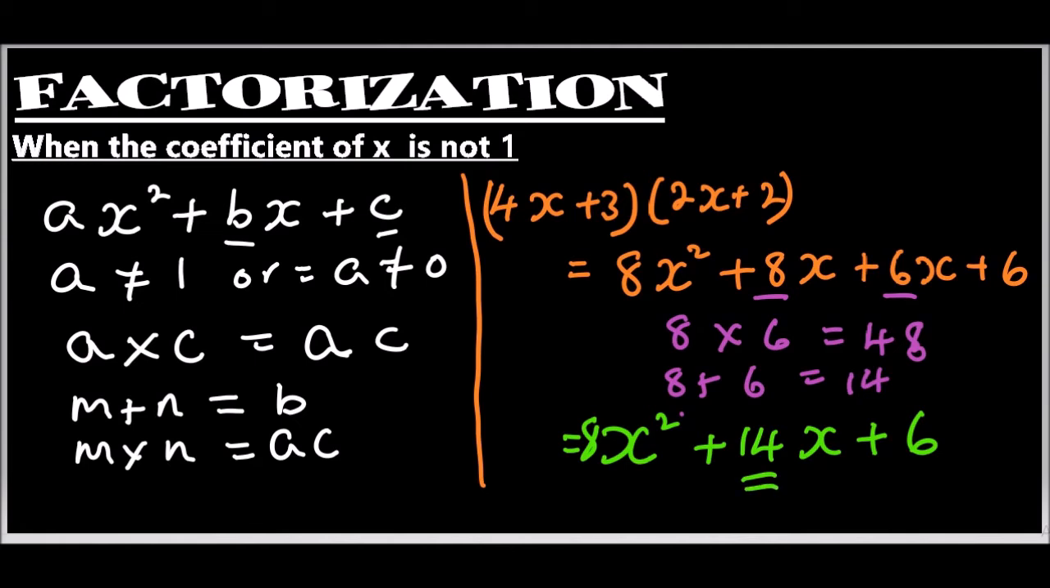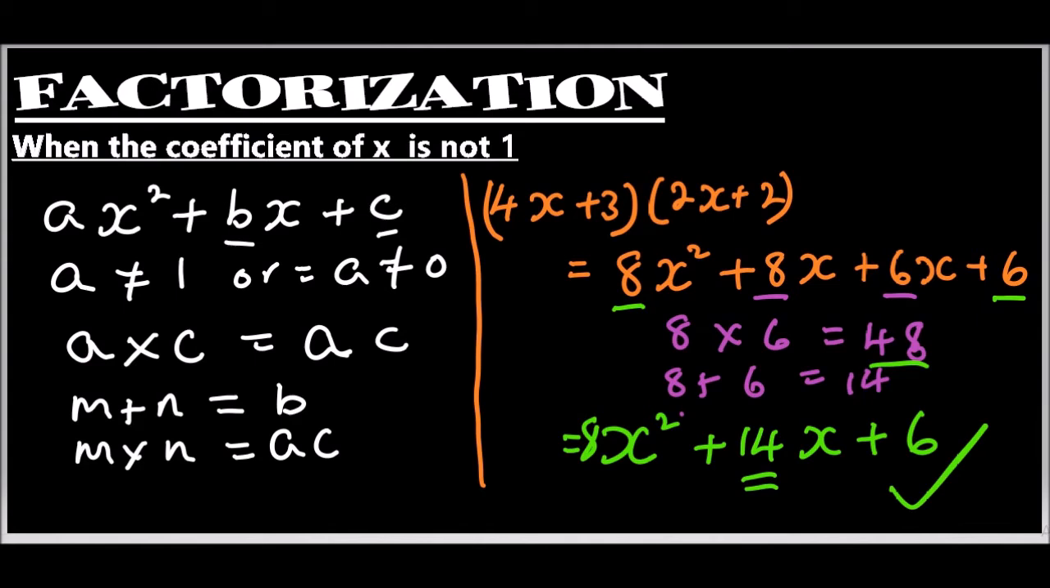So this means that when you are expanding a quadratic expression where the coefficient of x is not equal to 1, you multiply the coefficient of x squared by the constant, and you get the product 48. Then you get two numbers that, when you multiply them, you get 48. So that is how you expand.